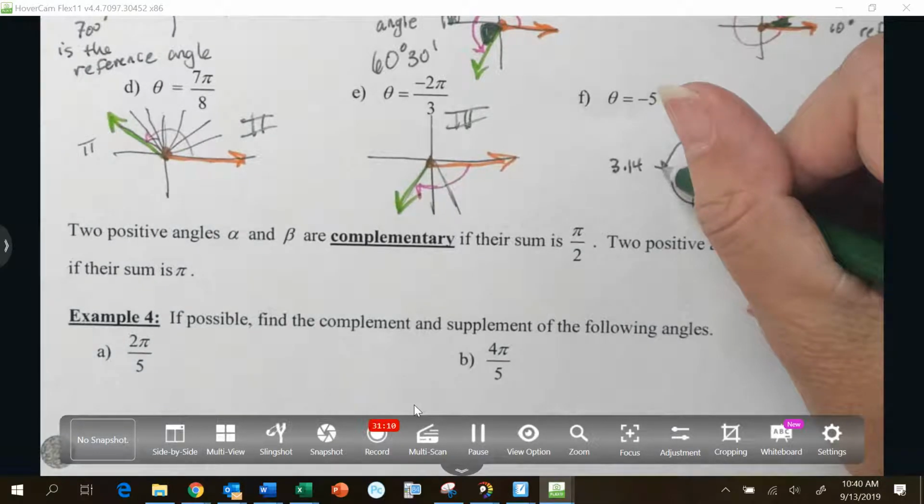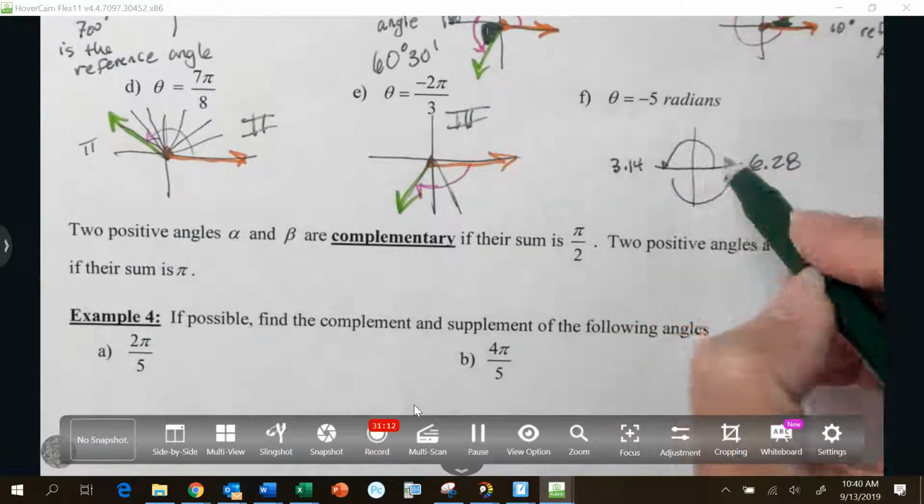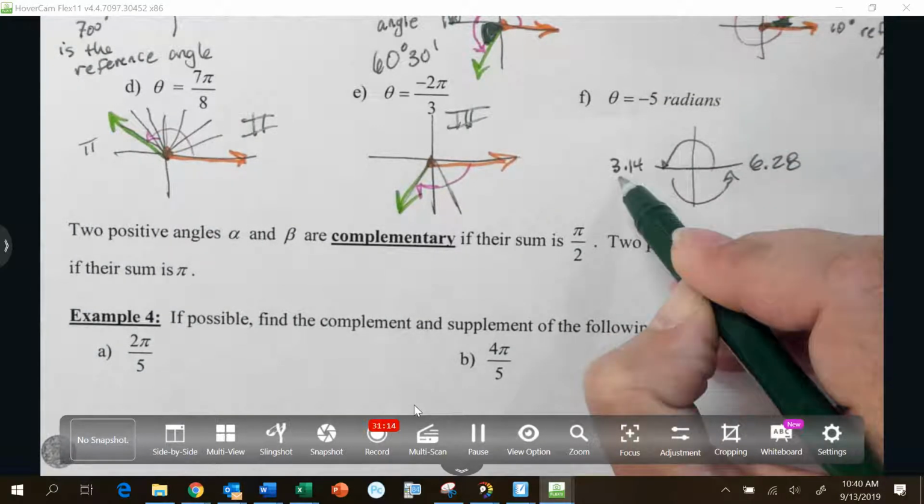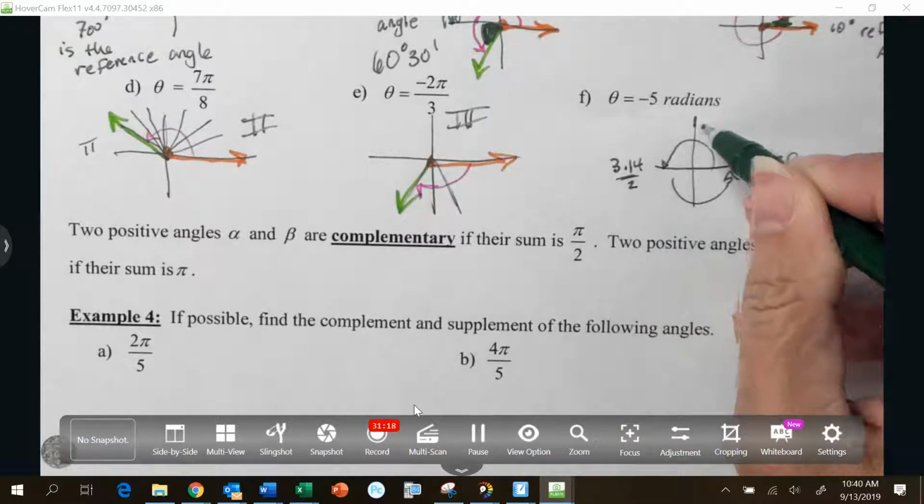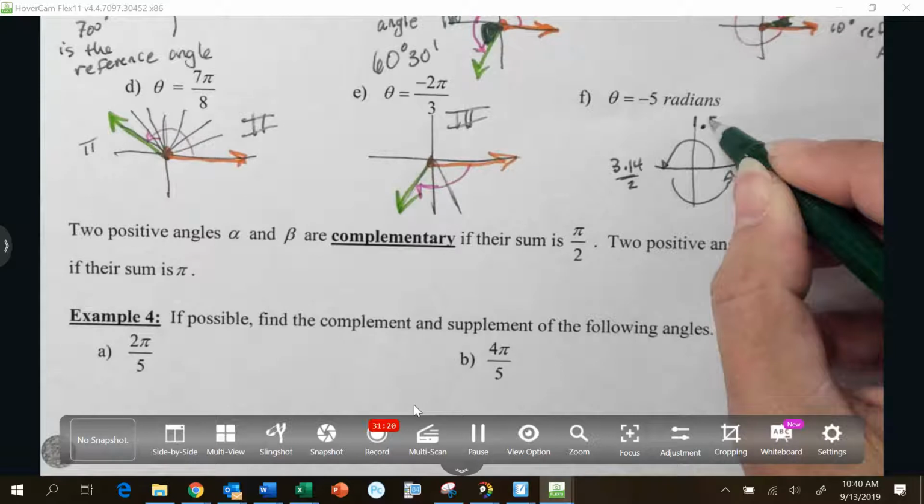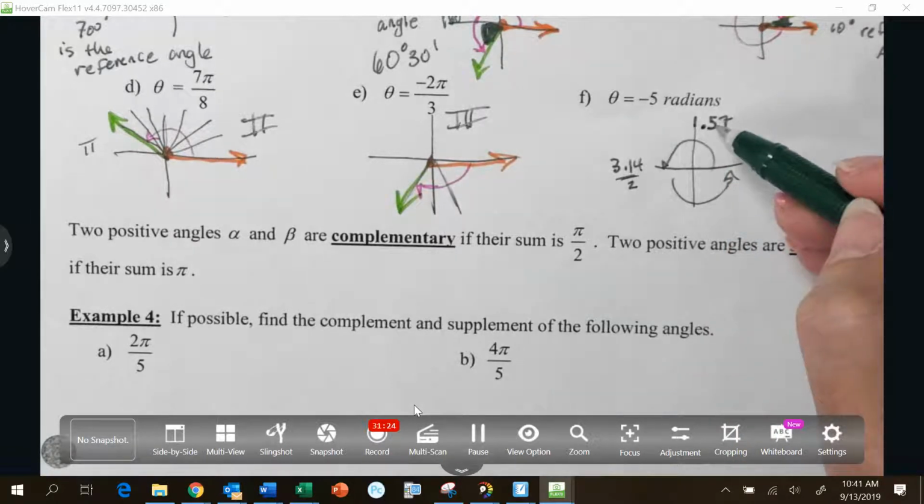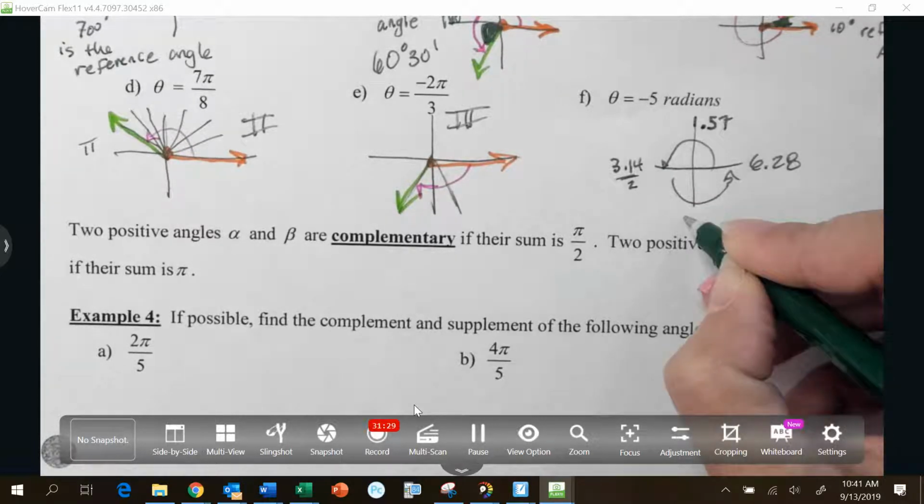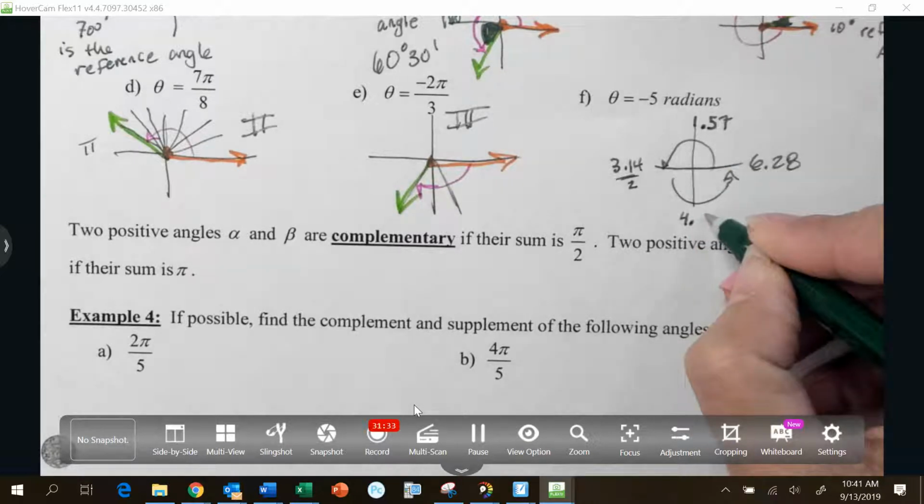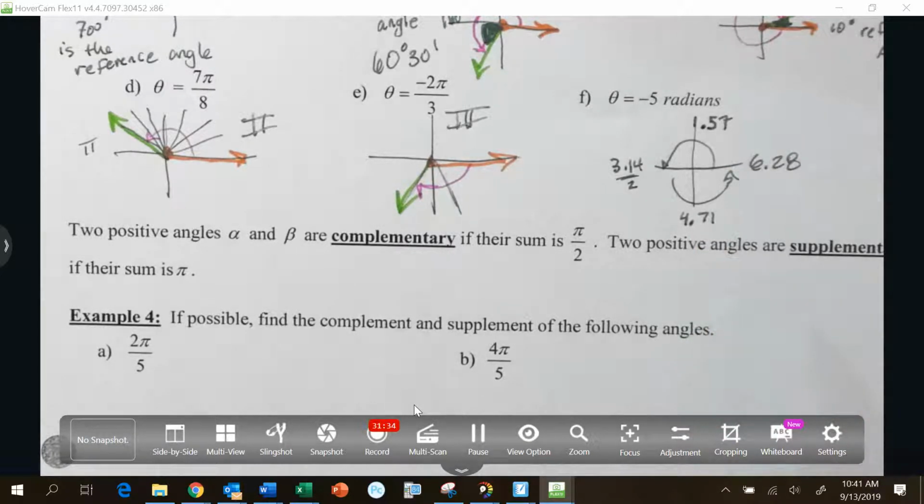What is in between? No, different question. What is half of pi? What's half of pi if I divide this by 2? 1.57. Okay, and then if I add 1.57 and 3.14, I'm going to get this one down here. 4.71. So where's 5?